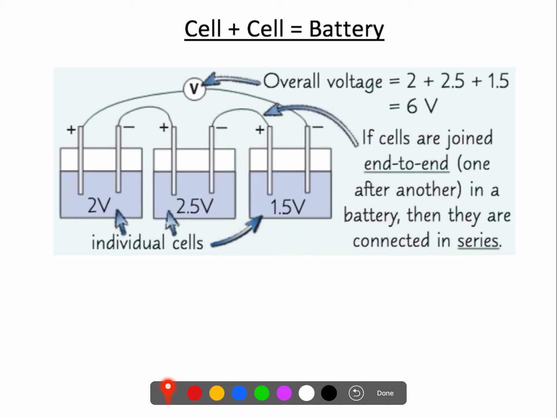Okay, now over here you can see that this cell has a voltage of 2, this one is 2.5, and this is 1.5. So in total, if you connect them all like this in series, their voltages will add up. So this will give you a total of 6 volts.